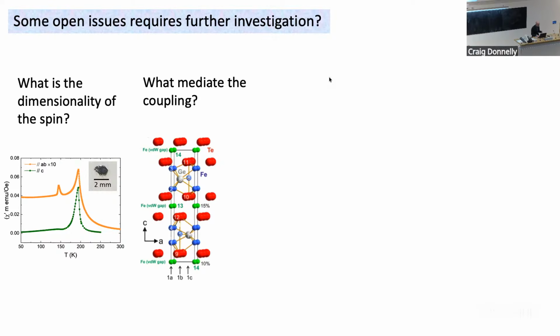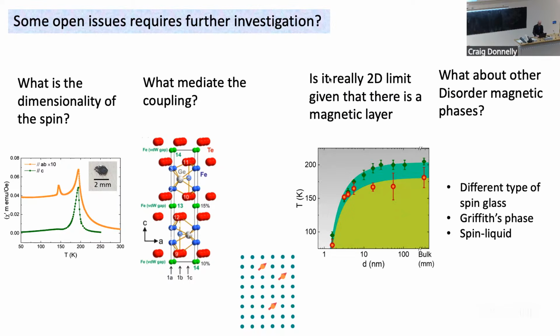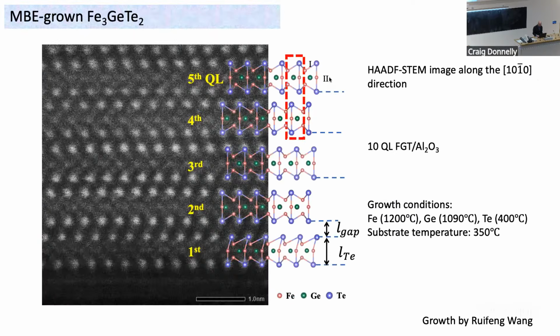So interesting, what's the dimensionality, what mediates the coupling? Most likely some kind of RKKY through these tellurium layers, and so on. Anyway, so we think this is very interesting. There are also other disordered phases that could be available.